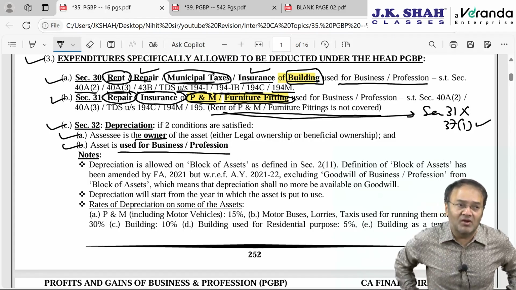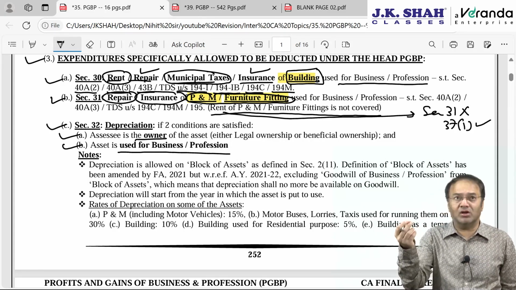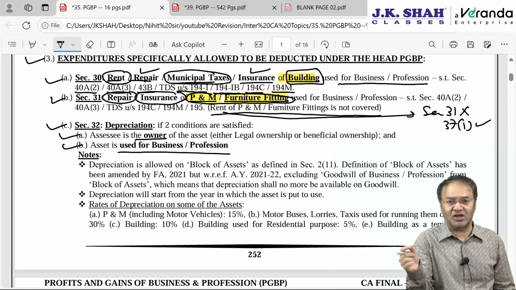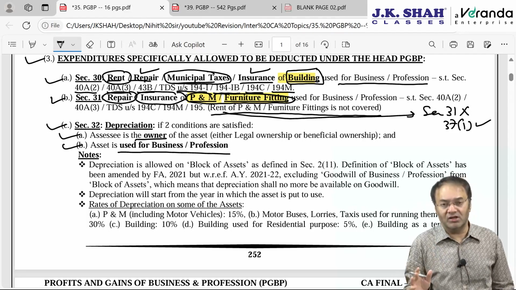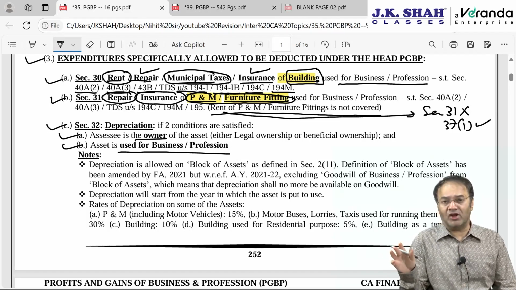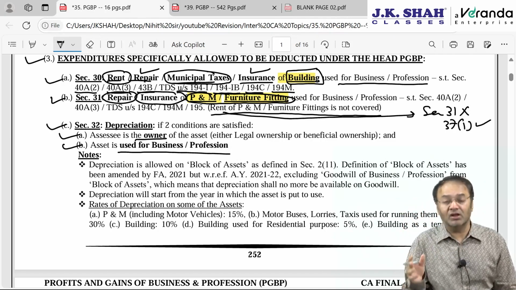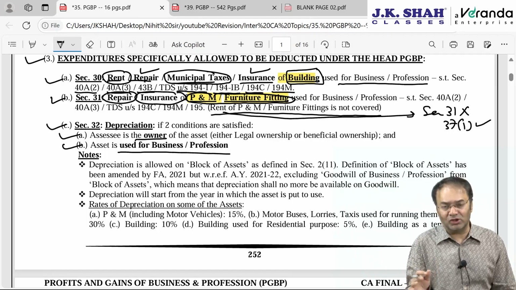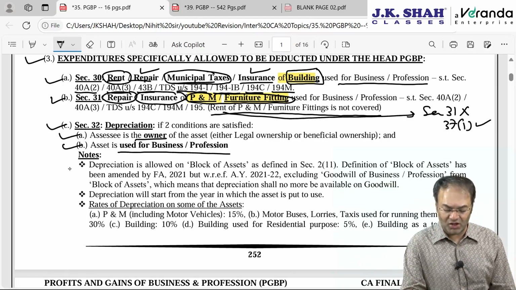For example, I generally give the example of power generator or UPS, uninterrupted power supply, that is connected with the electrical fittings, but that will be actually used only when there is a power failure. Assuming there was no power failure all throughout the year, that means the UPS ultimately was unutilized. Whether depreciation should be allowed or not? Answer: since it was ready to be used, it was connected, therefore depreciation will be allowed. It will be called a passive use.